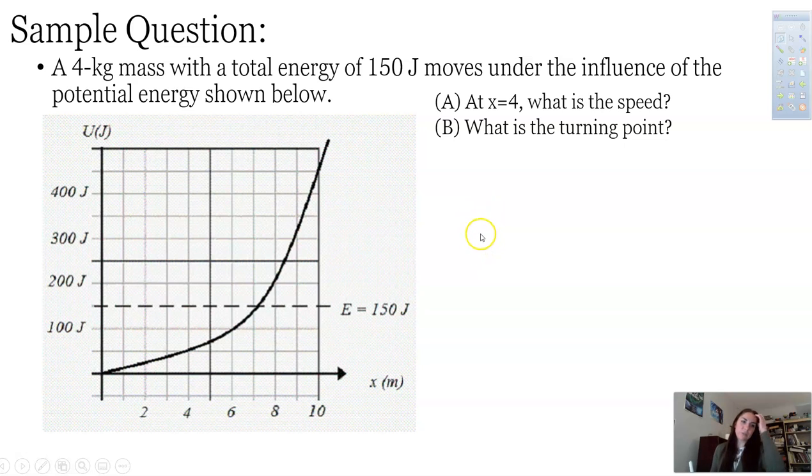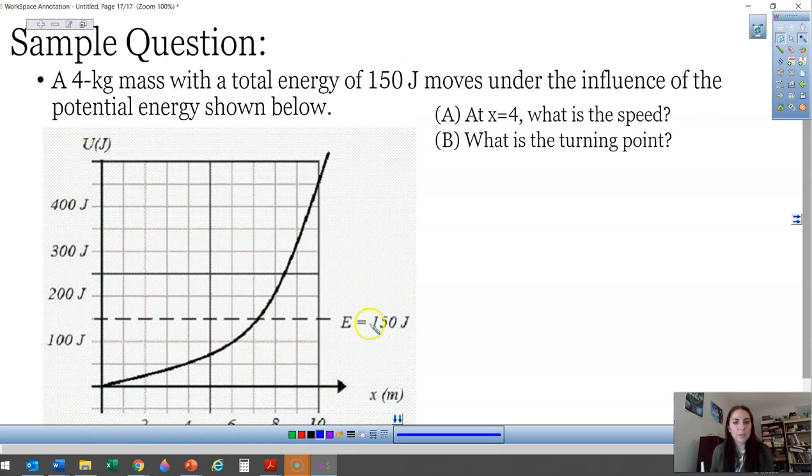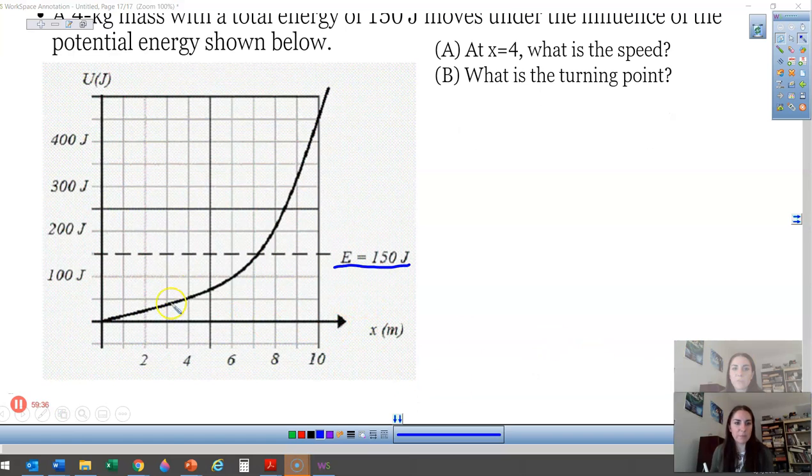So here's a quick question about this. If you take a look here, at x equals 4, what's the speed, and then what's the turning point? If you remember, this is the total energy right here, this dotted line. So 150, which they kind of pointed out, which is fabulous. If I read this graph at 4, and of course you're reading this as best as you can, it just happens to fall in a nice location, which is 50 joules right here.